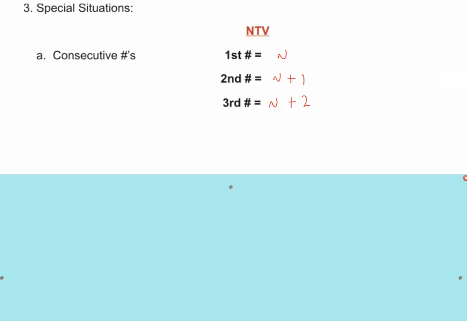Consecutive numbers are always, the first one's always n, the second's always n plus 1, the third's always n plus 2. If we had a fourth, it would be n plus 3, and the next would be n plus 4, etc., etc. That is always the case for consecutive numbers.